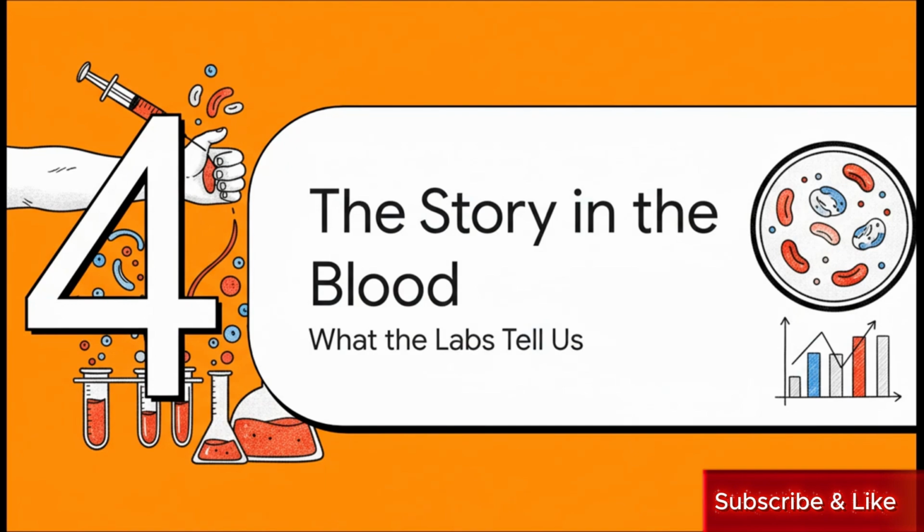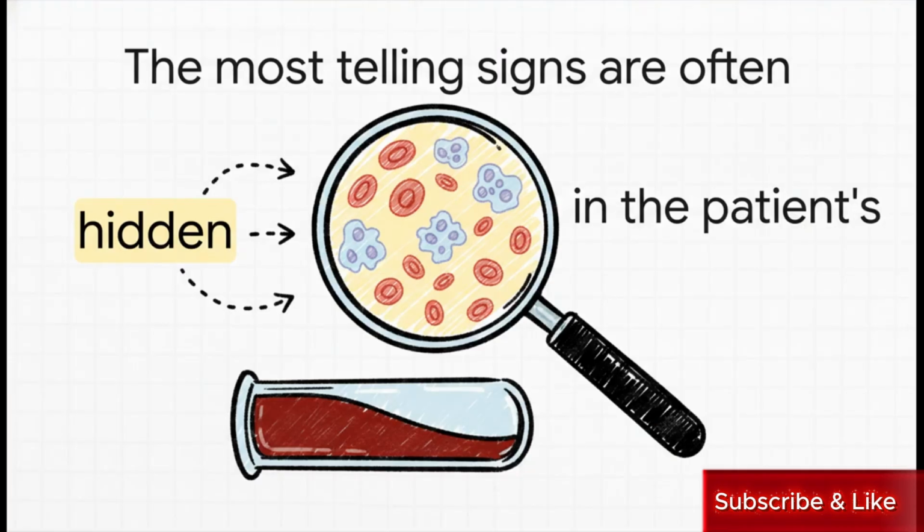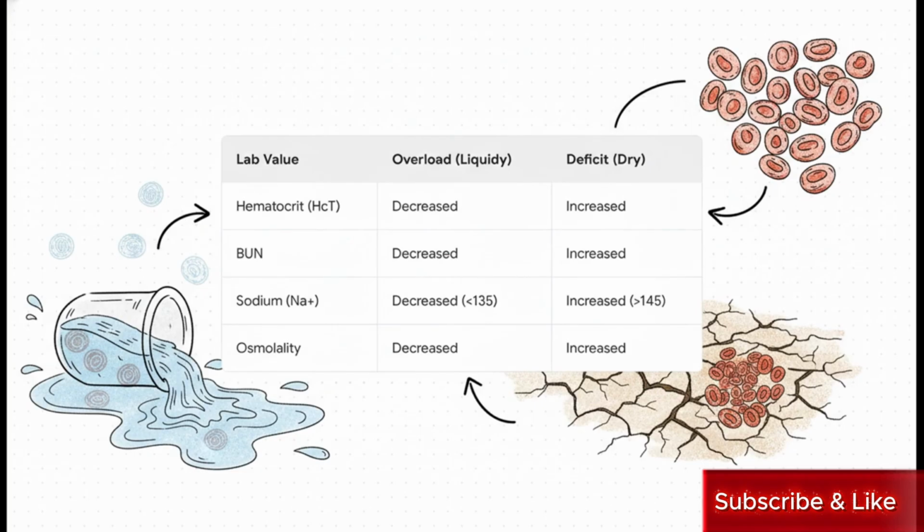So the physical signs are critical, for sure. But to get the definitive, undeniable truth, we have to look at the blood work. The labs tell us the real story of what's happening inside. I mean, we can see the swelling and check for skin tinting with our own eyes, but the blood gives us the hard numbers, the data we need to confirm our diagnosis and figure out the best way to treat it.